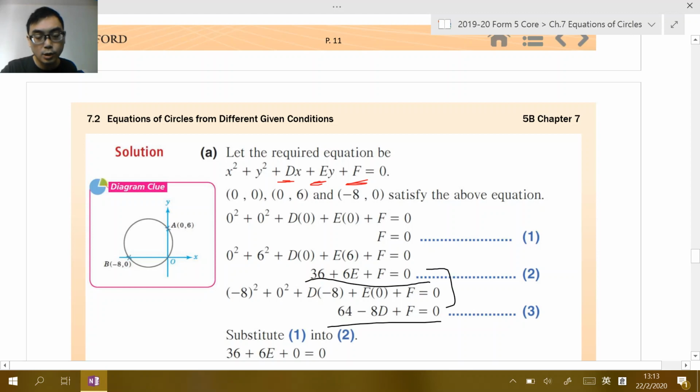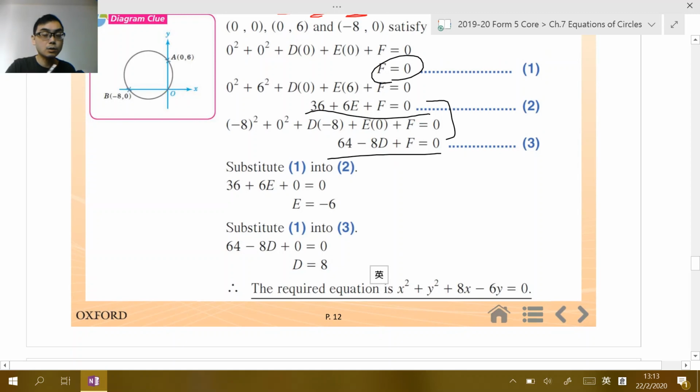So these 2, you just solve using 2 equations with 2 unknowns. And after f equals 0, you get the other values. So you can see that the equation of the circle is actually easily found by using substitution. So do remember that if you are not given the center or radius and you cannot find them explicitly, you may let the general form and then use substitution to find the equation of the circle. So this is one of the things you need to remember.